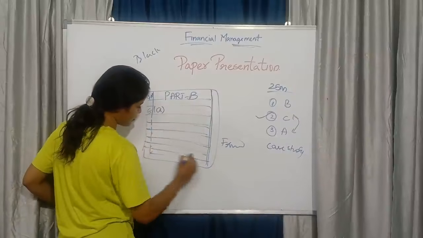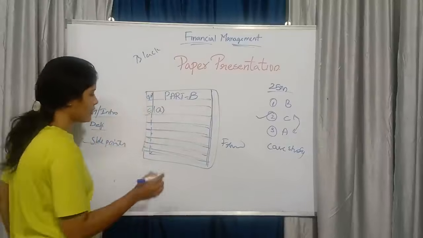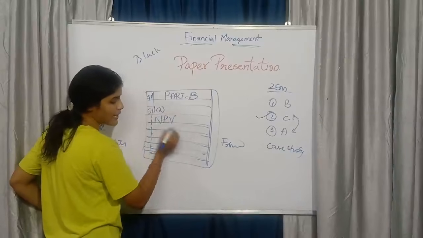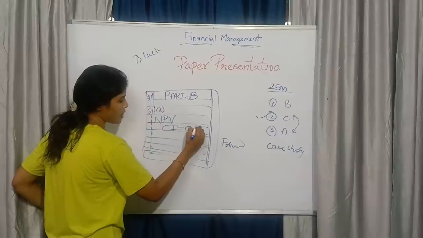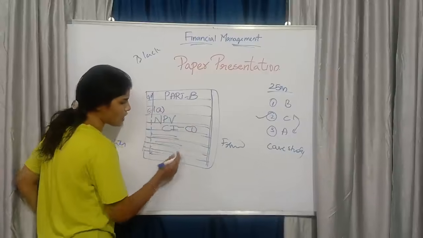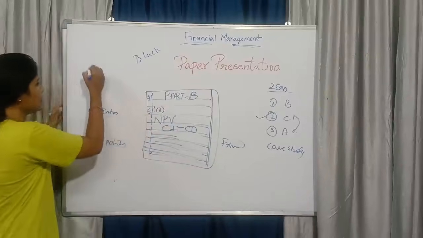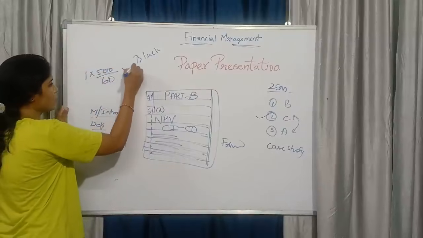For the formulas, for example, this is your booklet, and suppose you are going to write the NPV formula. What is the NPV formula? NPV, net present value. In the bracket you need to write cash inflows minus cash outflows. These are the inflows, these are the outflows. Neatly substitute the values, for example, 1 into 500 divided by 60 into 90.